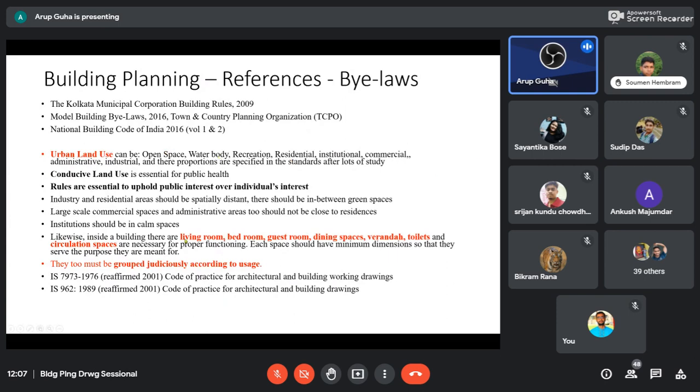In exactly the same way, if you go into your residential building, you will have a living room, bedrooms, guest room, dining space, veranda, toilet, and what is very important, circulation. You have to go from one room to another, so you must be moving about from one kind of activity to another, and that requires a huge amount of space where you cannot put your furniture or place a TV, so that space has to be kept open. Keeping these in mind we must plan our building.